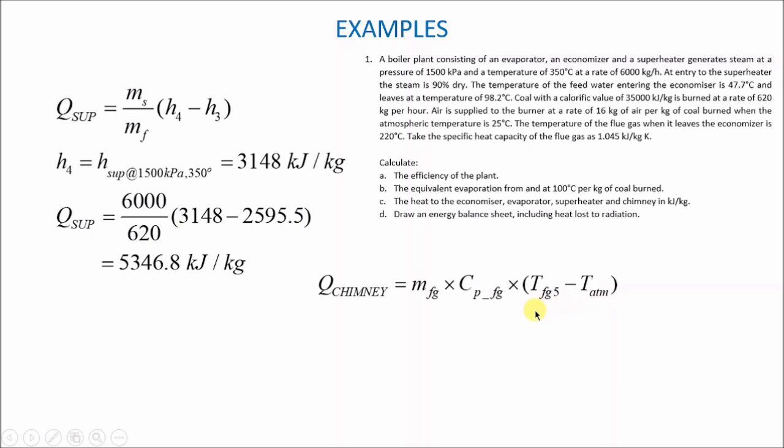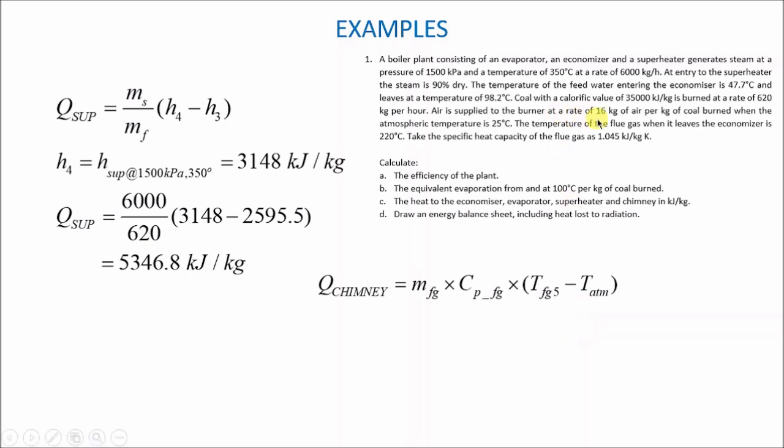Now, in this particular question, we do not have an air heater, and because we don't have that, TFG5 is the same as TFG4. So you will just take the temperature of the flue gas out of the economizer minus the temperature of the atmosphere, or the atmospheric temperature. And if you do that, you already have everything that you need.